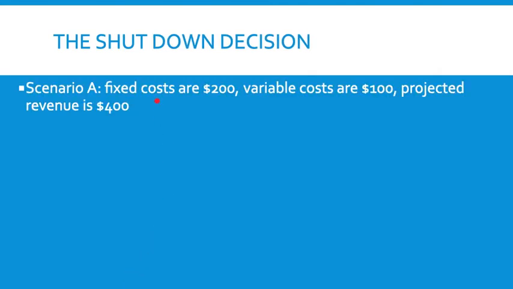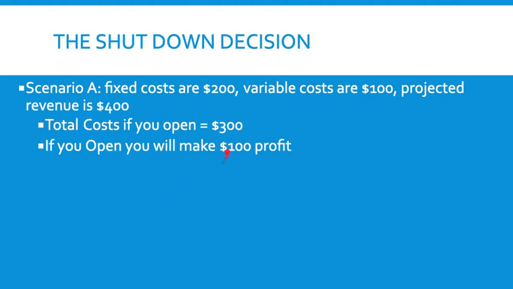Scenario A, if you were to open this firm, your fixed costs are $200. No matter what, you're spending $200 whether you open or not. And your variable costs, by materials, paying labor, utilities, are $100. And you project that if you open, you're going to make $400 in revenue. So think about that, $400 in revenue. Your total costs are $300. If you open, you'll make $100 profit. So this is kind of a no-brainer, right? You open, obviously. If you shut down, you lose $200 because you're going to have to pay this no matter what. And if you open, you're going to make money. So obviously you would open in this scenario.